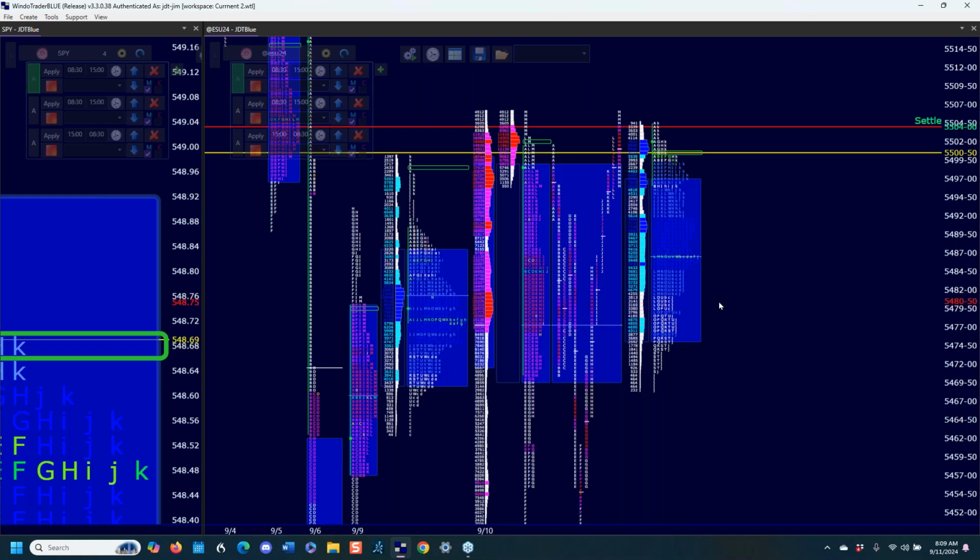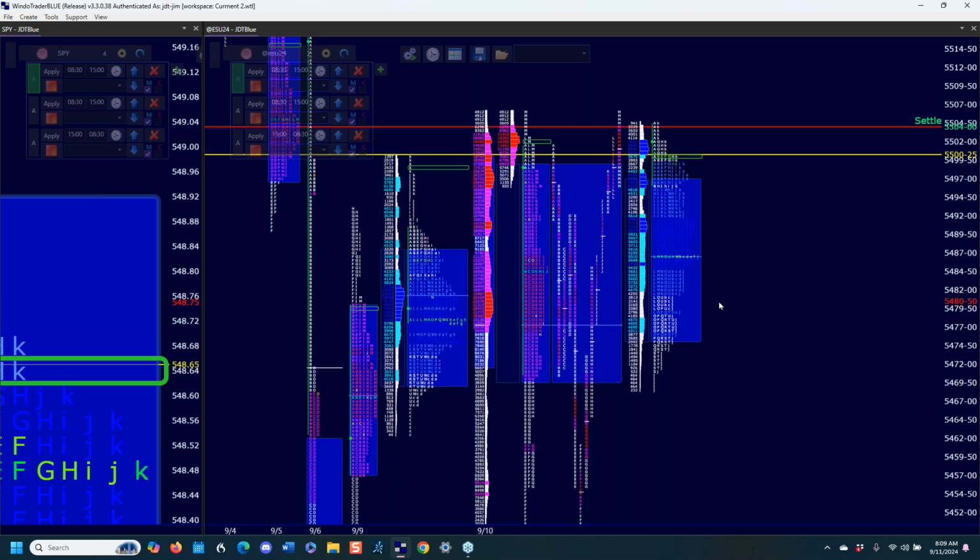Starting off today, where we are in today's market. In order to take a look at that, let's go and look at a bar chart.